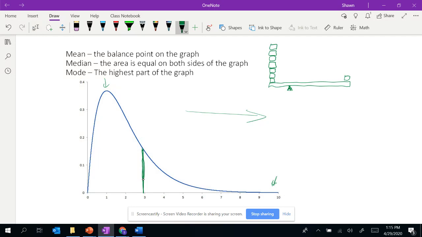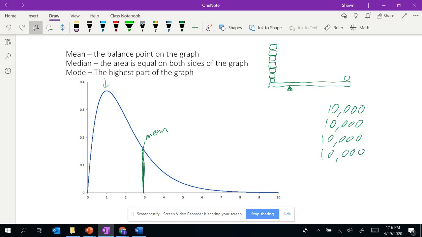And this would be considered our mean. I'm just eyeballing it. That's what I would guess. But let me give you an example rather than using weights and all that kind of stuff. I gave an example in one of my previous videos. Imagine if we had wages and a whole bunch of people making $10,000. That's how much they make at this company: $10,000, $10,000, $10,000.